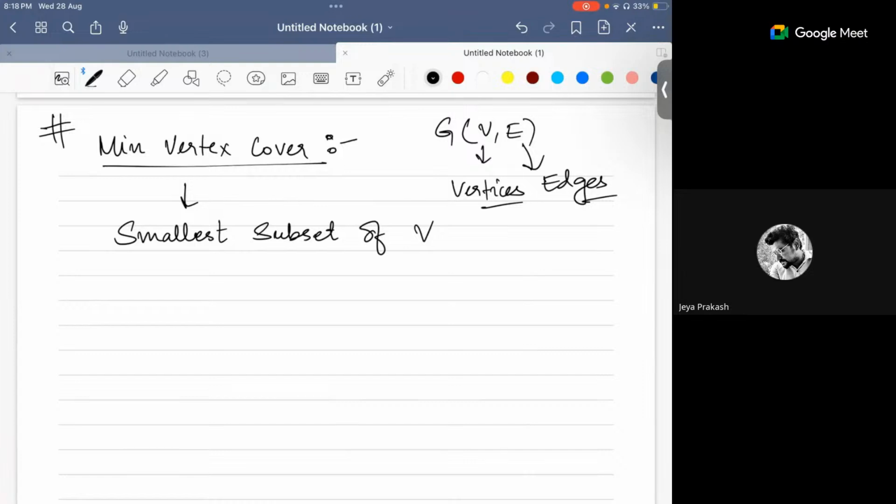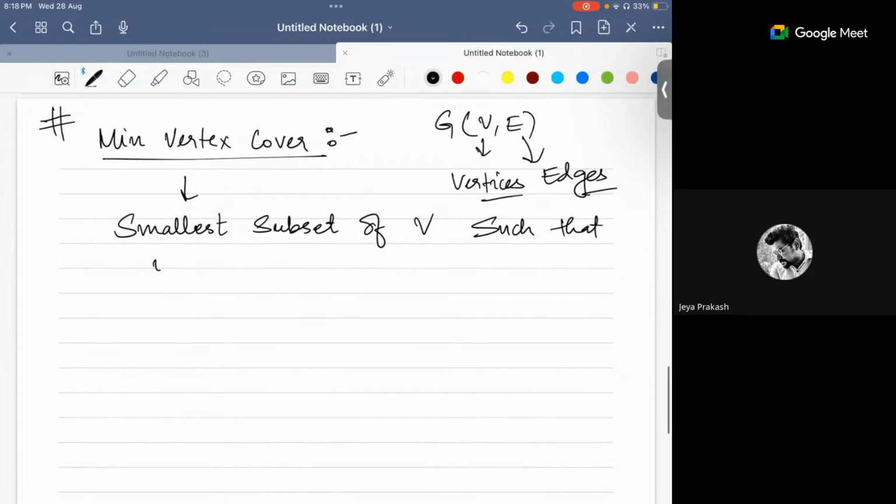From the vertices, you just have to pick out the smallest subset of V such that it covers all the edges in the graph.